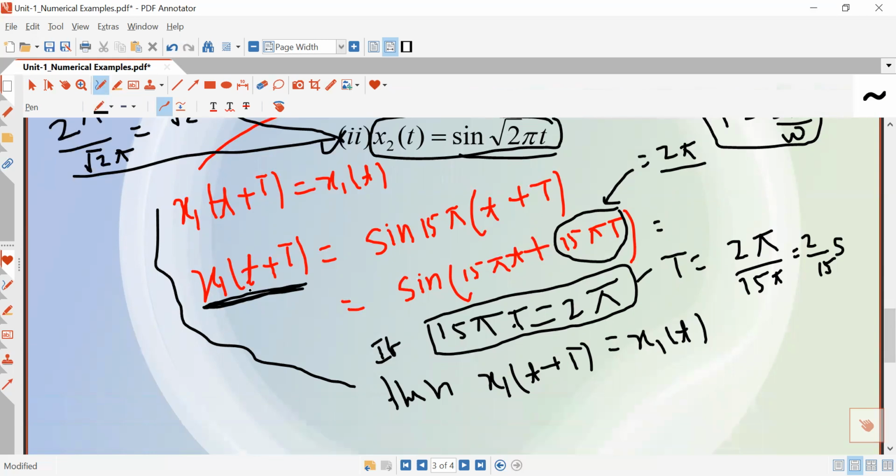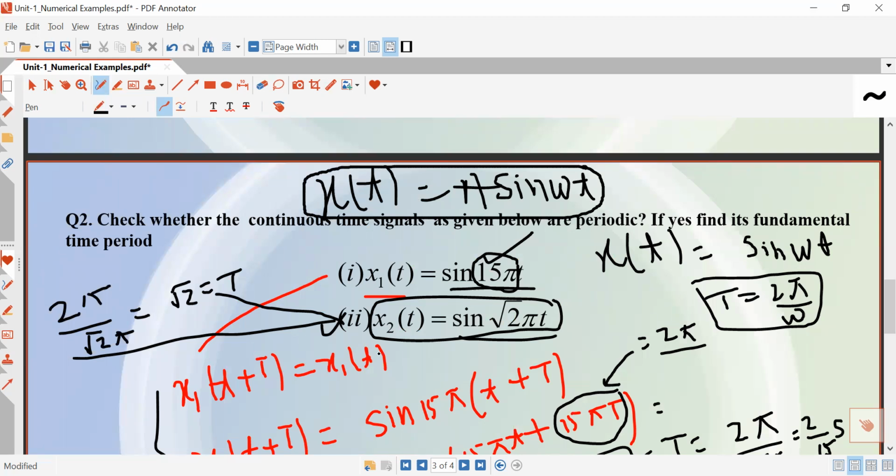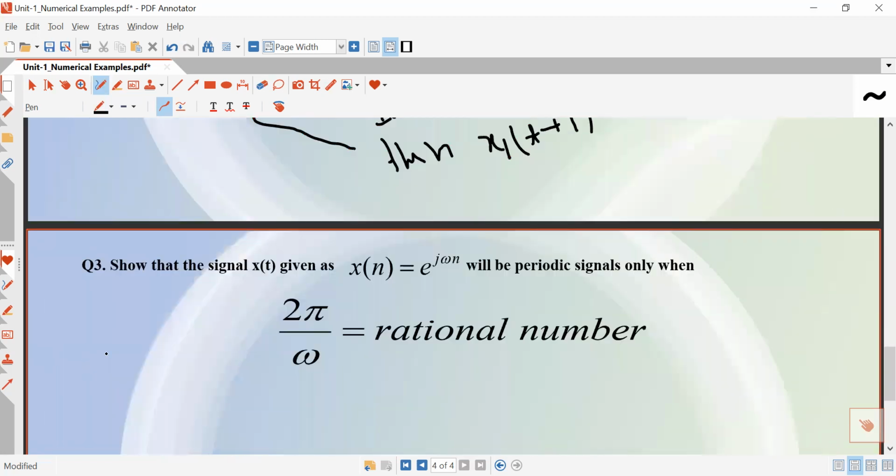Similarly, any signal of the form x(t) equal to A sine omega t will be a periodic signal and its fundamental time period will be 2 pi by omega. Now I'm coming to the third question. The third question is, you have to show this signal is periodic only when 2 pi by omega is a rational number.